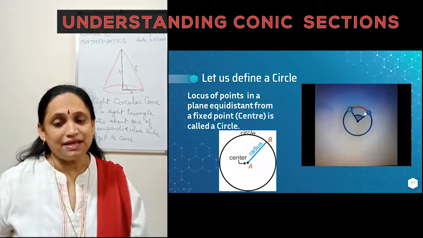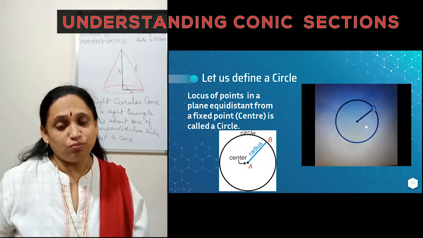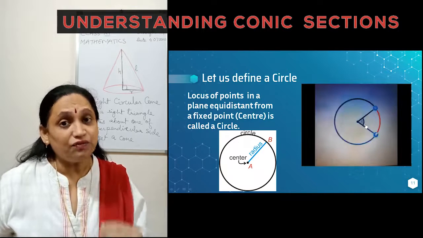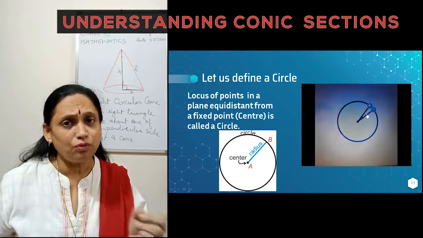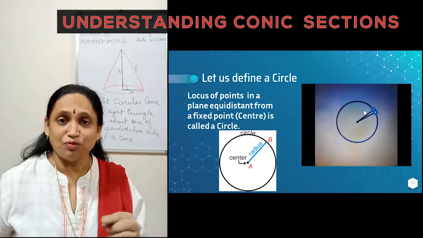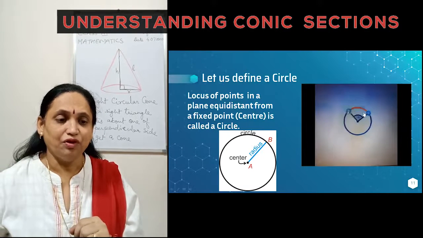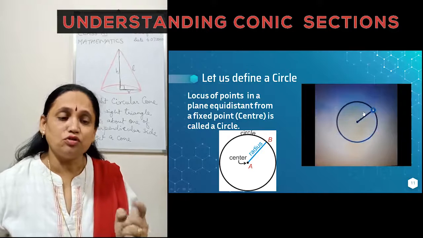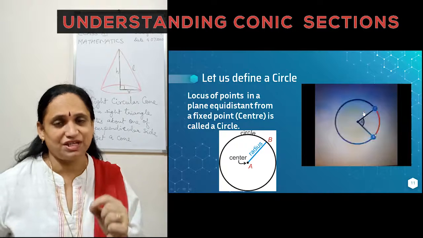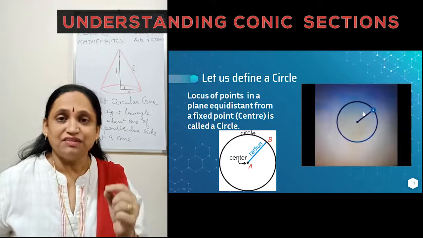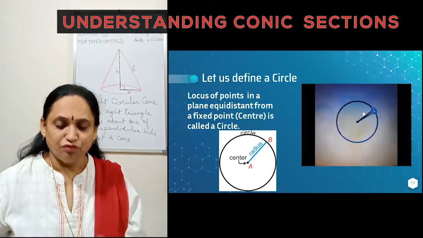Now in this you can see that a circle is a set of all points that are equidistant from a fixed point. That is, when we join all the points that are equidistant from a fixed point, the shape that we get is a circle. So we define a circle as the locus of points in a plane equidistant from a fixed point. This fixed point is called the center, and the fixed distance is called the radius. We move to the next figure.